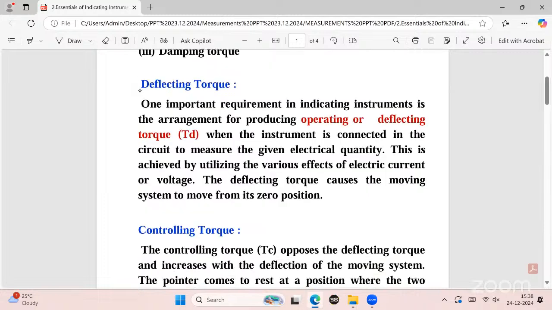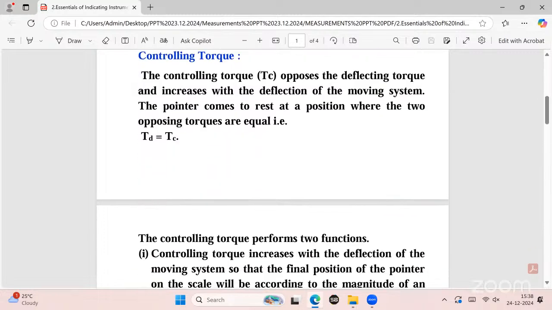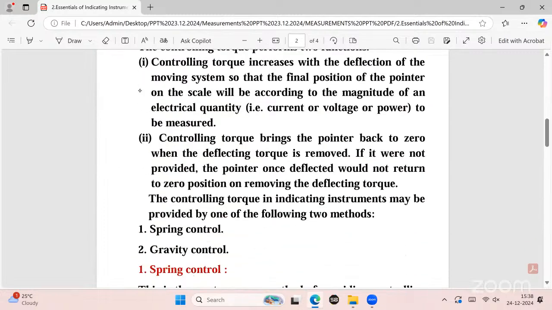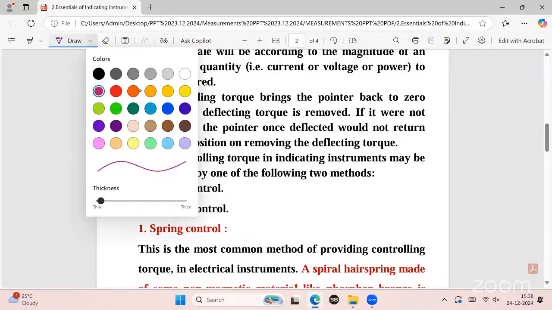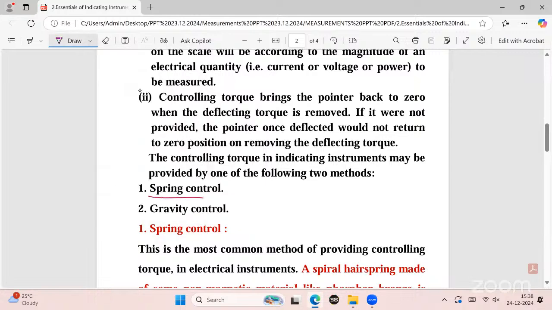This is called deflecting torque. This is controlling torque. Control torque has two types: spring control and gravity control. Explain both. How many types of control torque? Two types, spring control and gravity control. Next is damping torque.